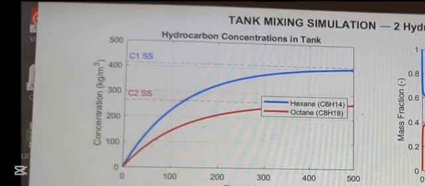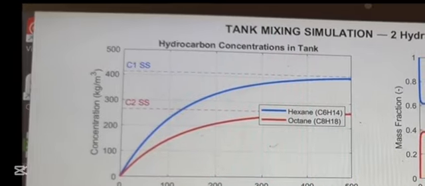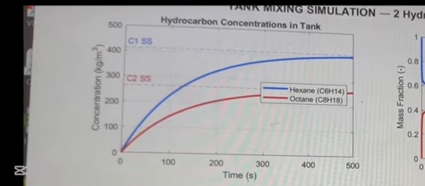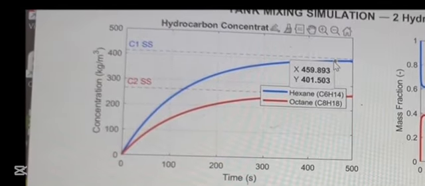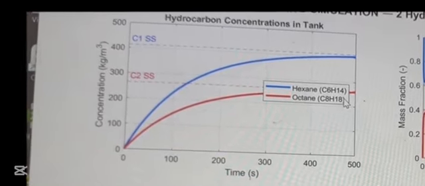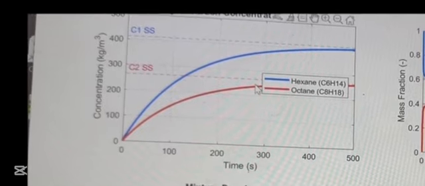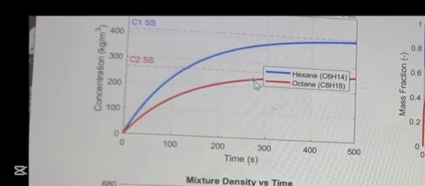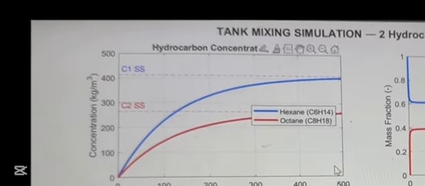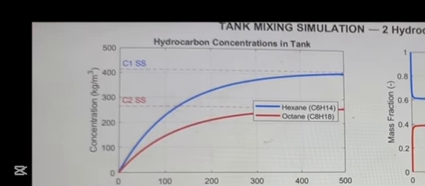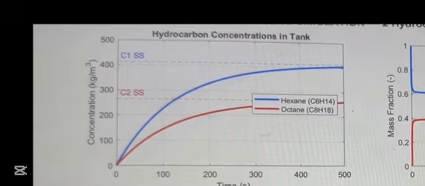Now both concentrations start low and increase with time, with the blue one being hexane and the red one being octane. The curves rise quickly at first and slow down at a level. This means that the tank is being fed continuously and the concentrations build up. That means eventually the inflow will be equal to the outflow, so concentration stops changing. Hexane reaches a higher concentration than octane due to inlet fraction or inlet rate.